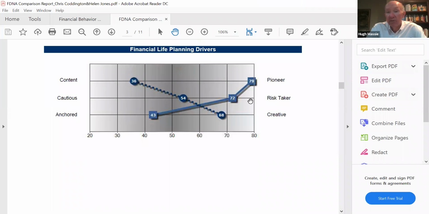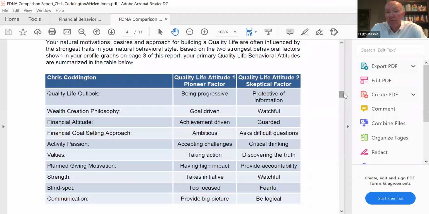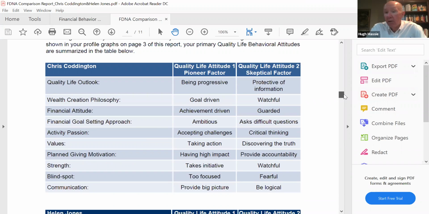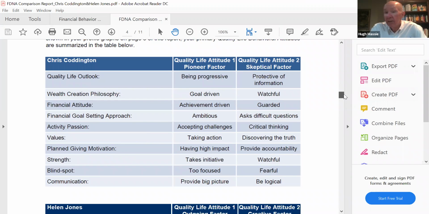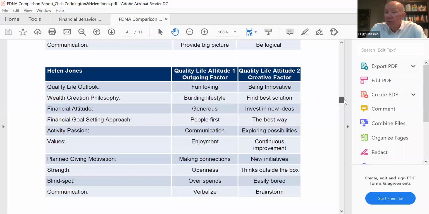And then we can see the differences down here. Now, I think the big one is Chris being extremely goal-driven, could be more judgmental of Helen, who has a more balanced life approach. And then what we do down here is bring out the differences between the two. So we show their quality of life attitudes, how they're looking at the financial planning process. So there's Chris at the top and then Helen. So we'll start to see the difference in words.